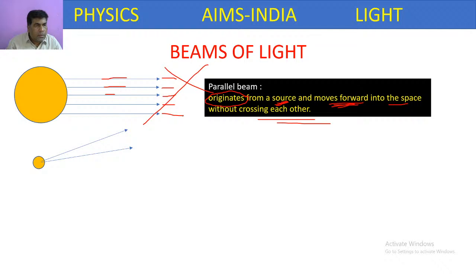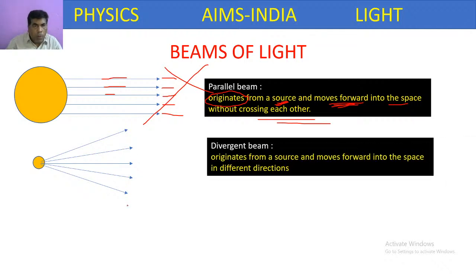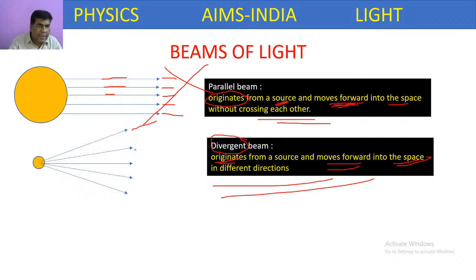So next. If you observe these rays, what is happening? They are starting from a point and moving away from one another. This kind of beam is called a divergent beam. It originates from a source and moves forward into space in different directions. This is going this side, this side, this side. All directions are different and moving away from one another. This is an example of a divergent beam.